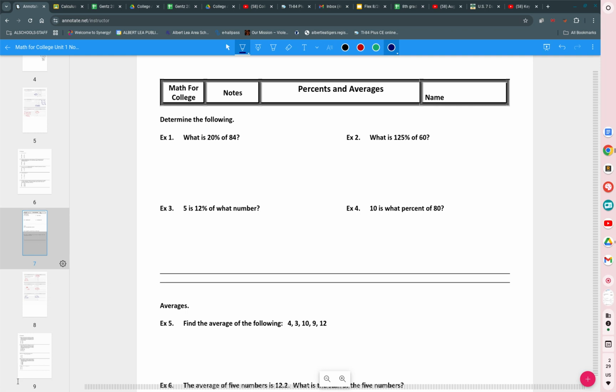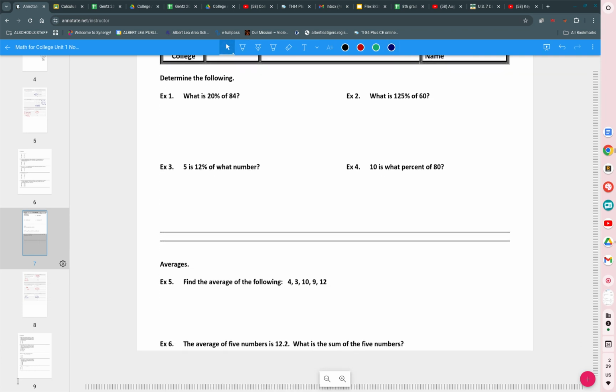Flip it back one page. Our notes today are just this front. We're going to look at percentages and averages. So the first one says, determine the following. What is 20% of 84? The strategy I like to use, and I would encourage you to use on the test.